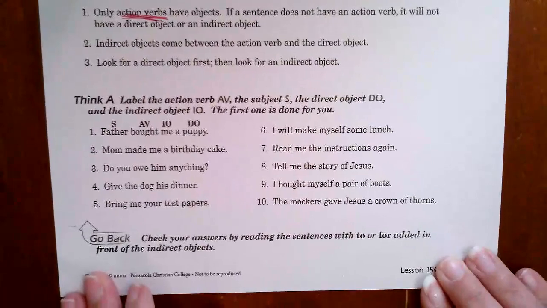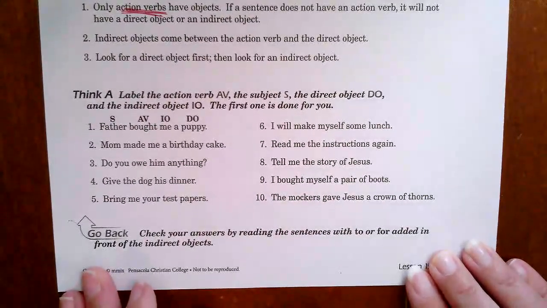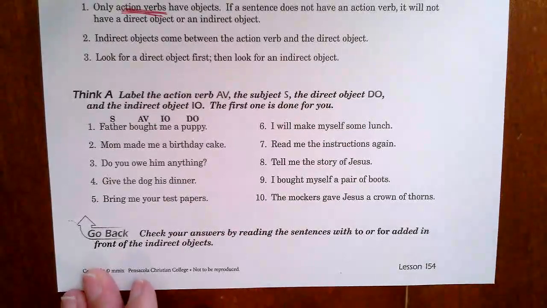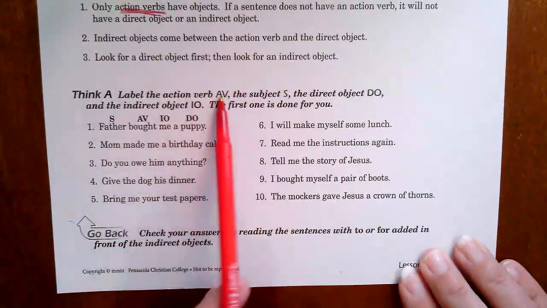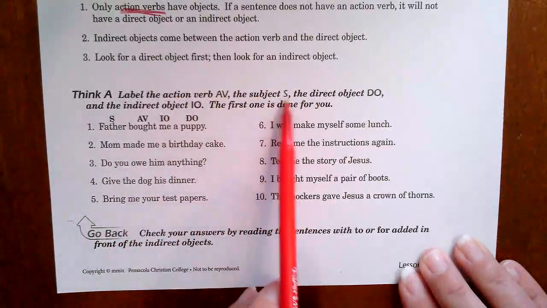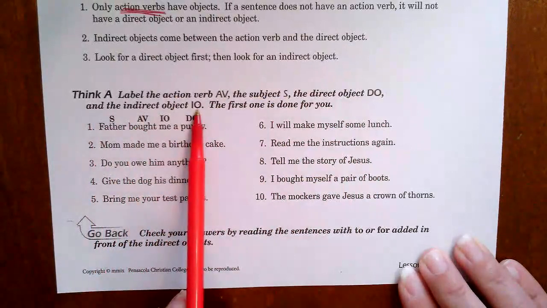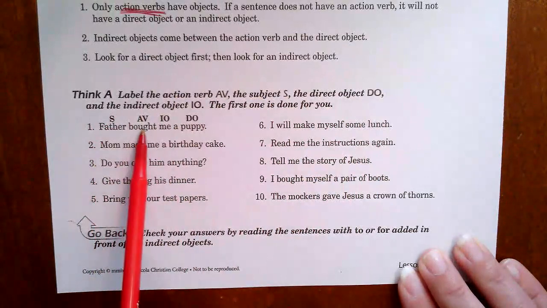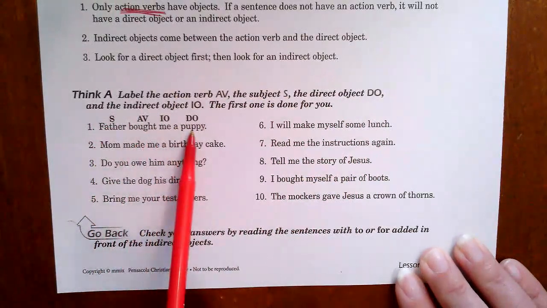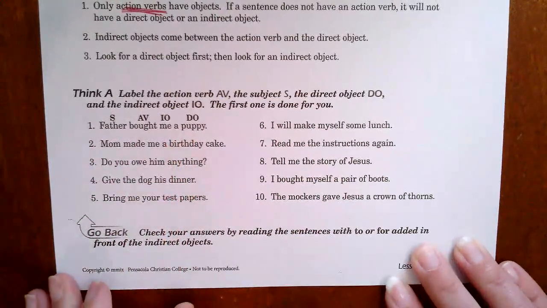What they want us to do down here, just as practice, since we've just started doing this, is they've given us a few sentences to practice with. We're going to label each sentence with the parts of speech we've been working on, using the same abbreviations. Action verb is AV, the subject is S, direct object is DO, and we're adding the indirect object as IO. They took care of the first one for us. Father bought me a puppy. Father bought what? Puppy. For whom? For me.